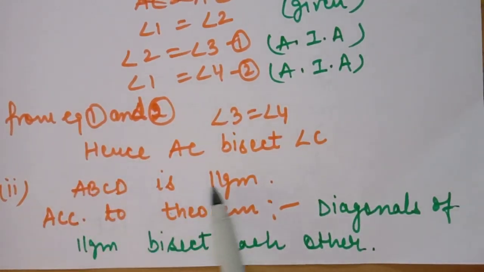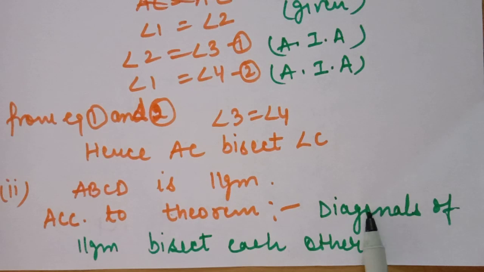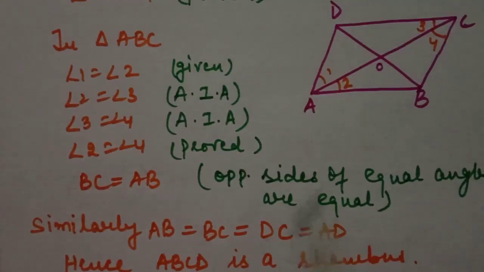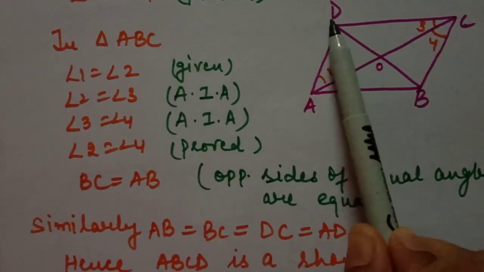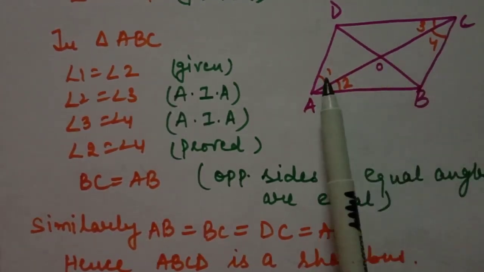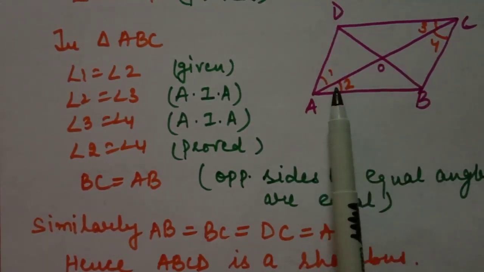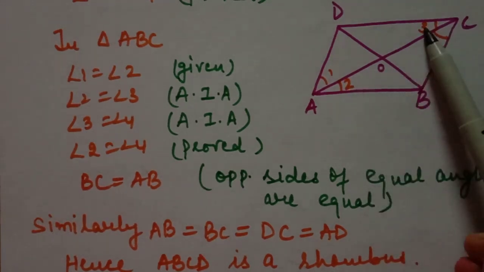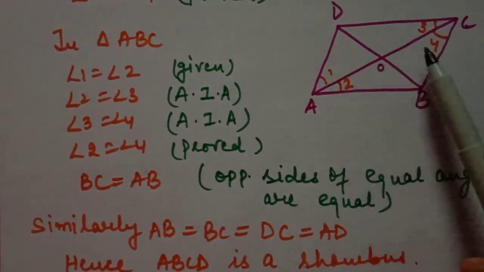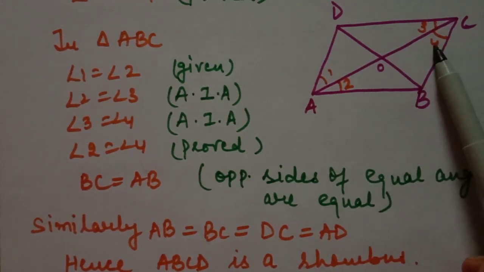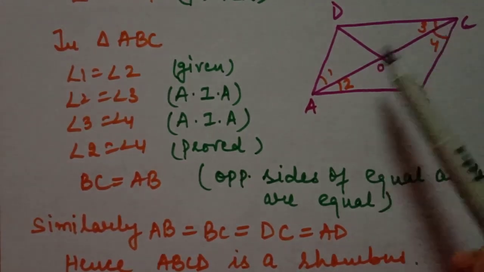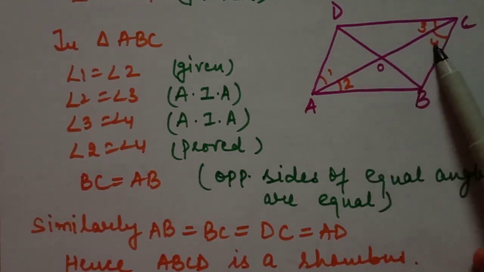So students, now the third part of the question, we have to prove that ABCD is a rhombus. First of all, we know that ABCD is a parallelogram. According to the theorem, the diagonals of a parallelogram bisect each other. We know it very well that diagonals of a parallelogram bisect each other. It means if a parallelogram is given, we can use this theorem. So students, in triangle ABC, we know it very well in this parallelogram that angle 1 is equal to angle 2. It is given. We proved angle 2 is equal to angle 3 by alternate interior angles, and angle 1 is equal to angle 4. It is also by alternate interior angles, and angle 3 and 4 are also equal to each other. We proved it.